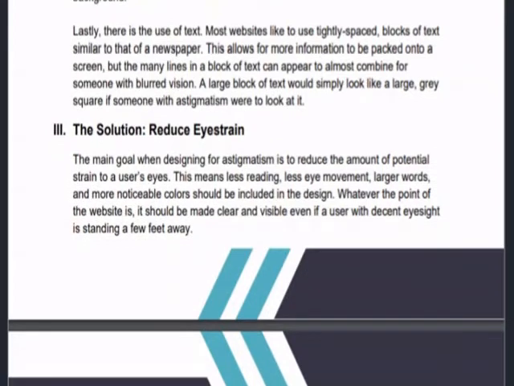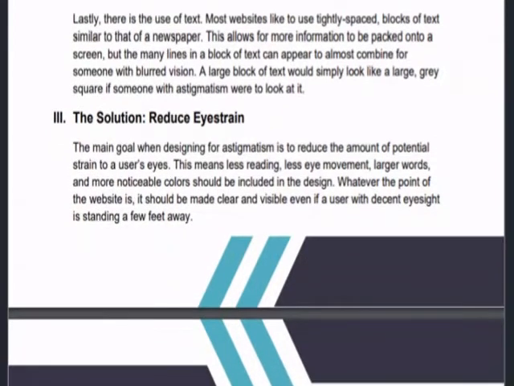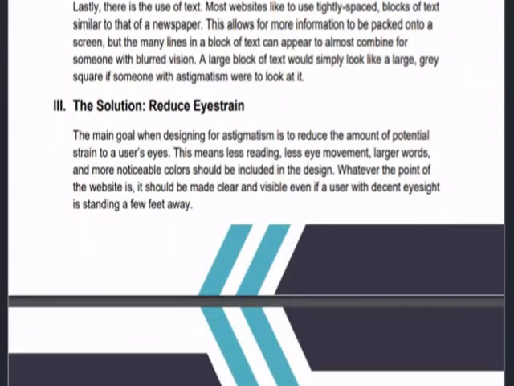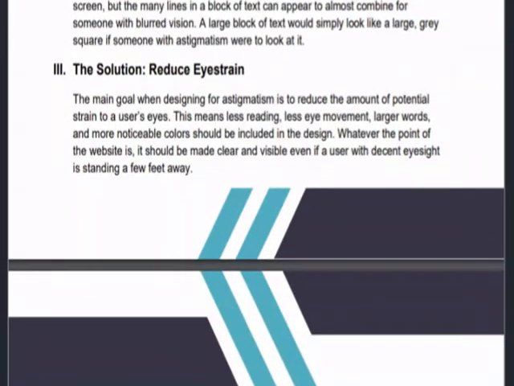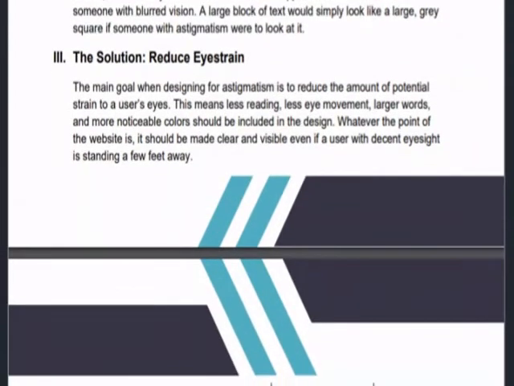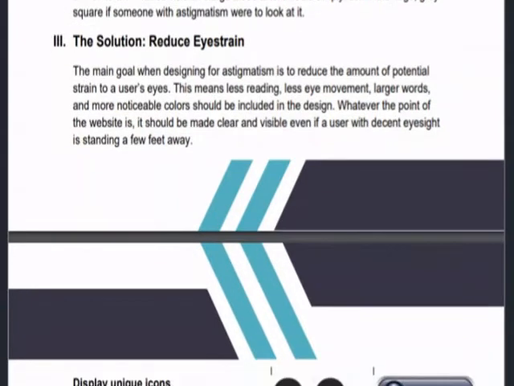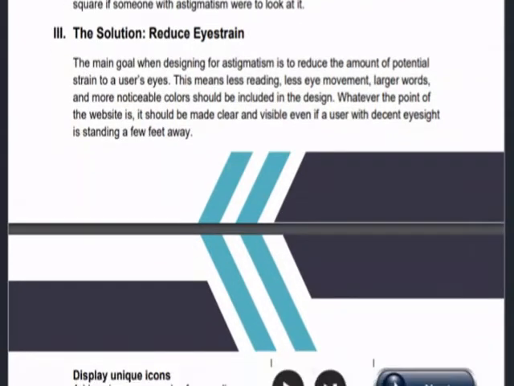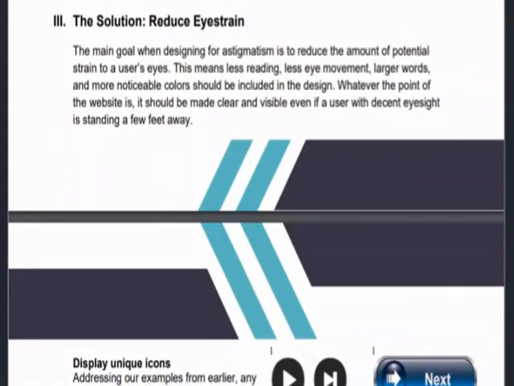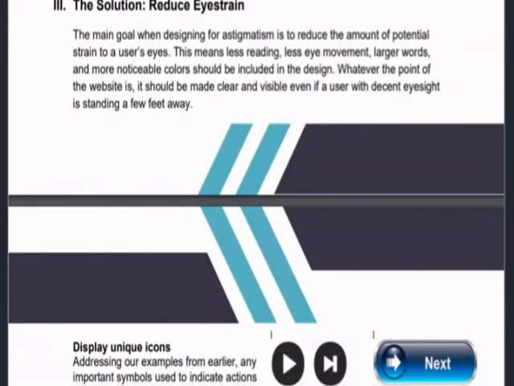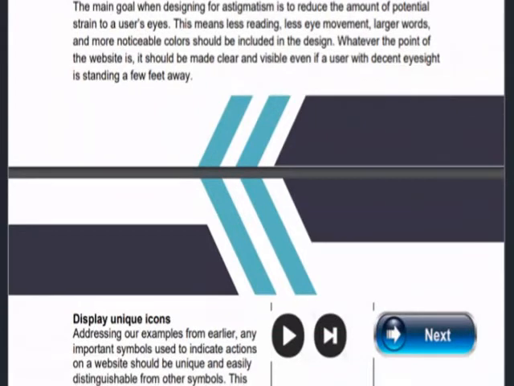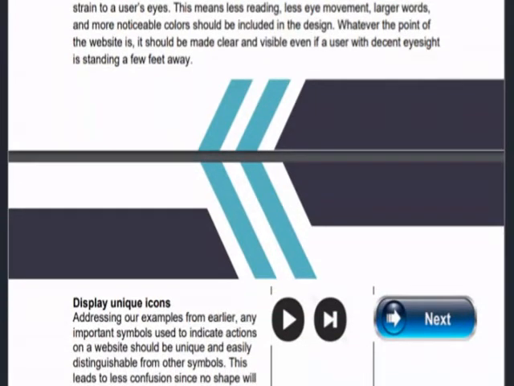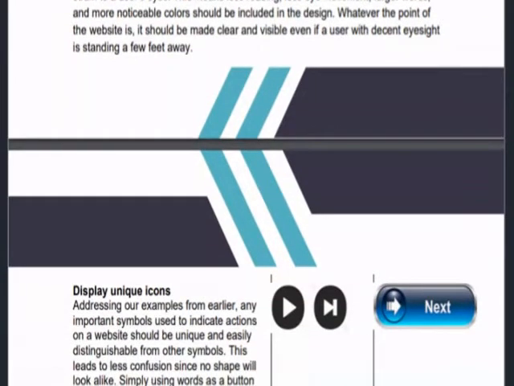Lastly, there is the use of text. Most websites like to use tightly spaced blocks of text similar to that of a newspaper. This allows for more information to be packed onto a screen, but the many lines in a block of text can appear to almost combine for someone with blurred vision. A large block of text would simply look like a large, gray square if someone with astigmatism were to look at it. The solution is to reduce eye strain.